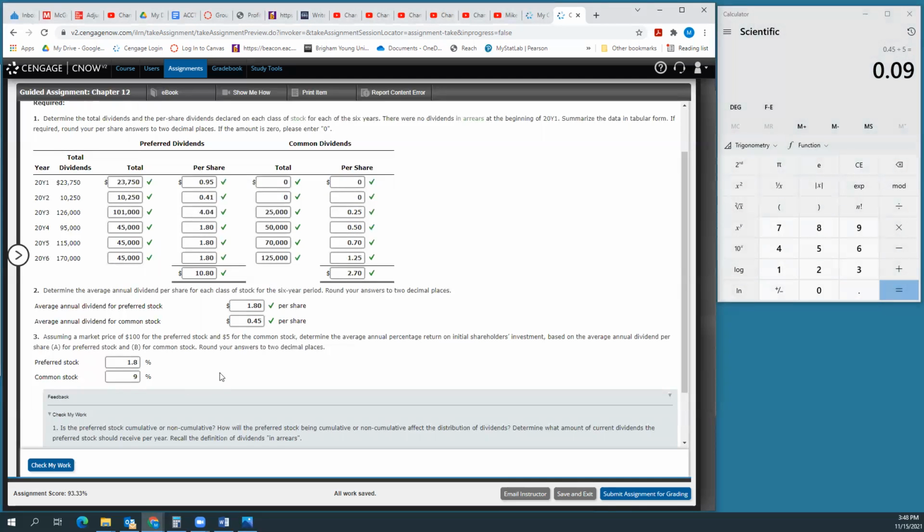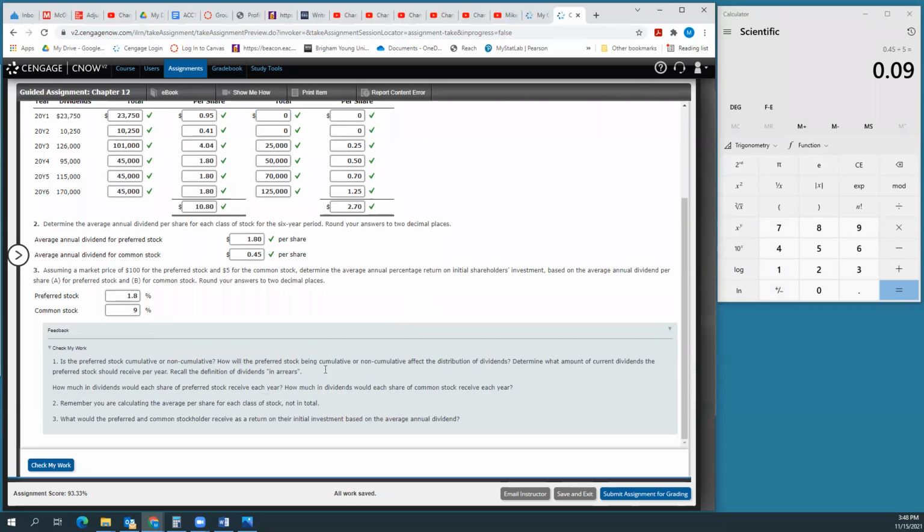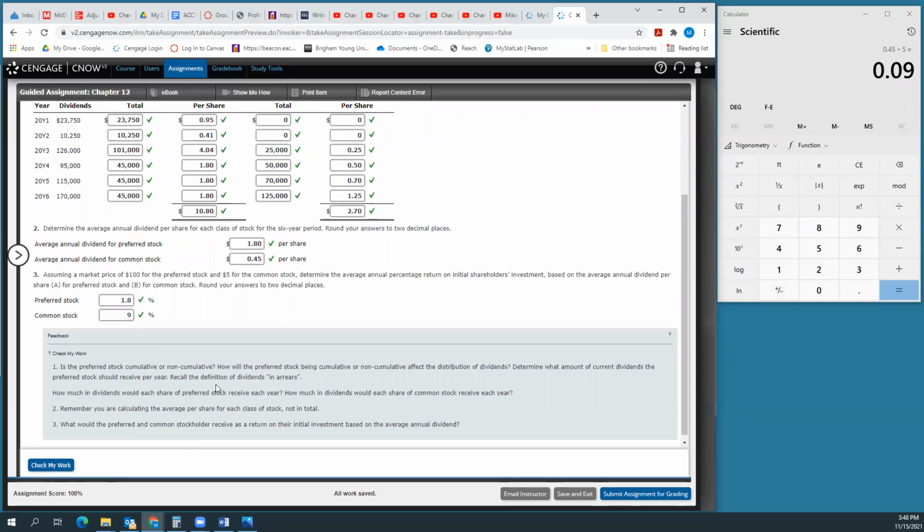So even though the common shareholders are getting less dividend overall, based on the market price of the stock, they're actually getting a better yield. They're getting a 9% dividend yield, which is actually in real life a really nice dividend yield. And that's it. So hopefully that one wasn't too bad for you.